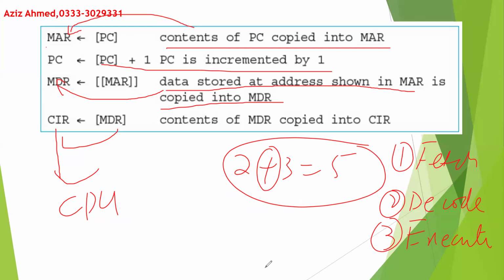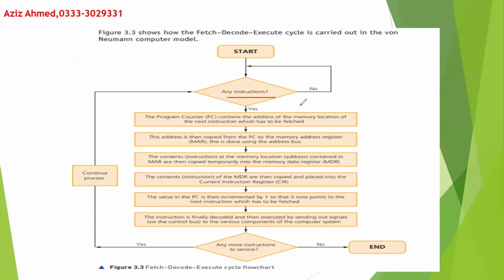I'll show you this one also. Here you can see a flowchart. Start. Is there any instruction? If no, again come to start. It checks for any instruction; if yes, the program counter contains the address of the memory location of the next instruction which has to be fetched. Okay, this line is clear. This address is then copied from the PC to the MAR. This is done using the address bus.